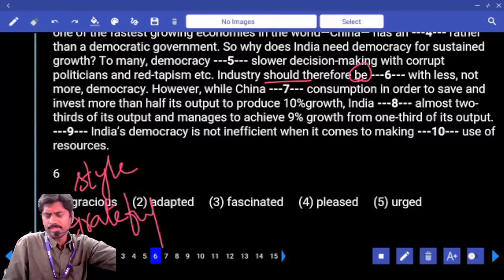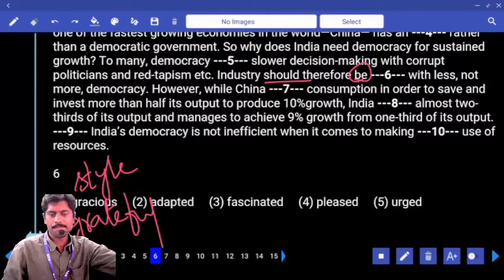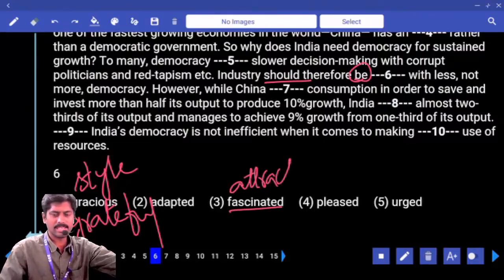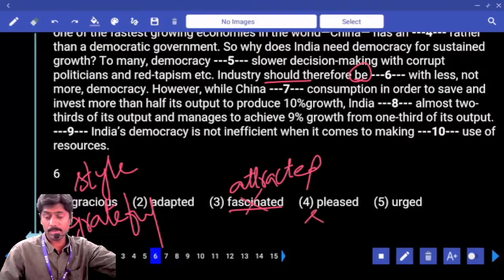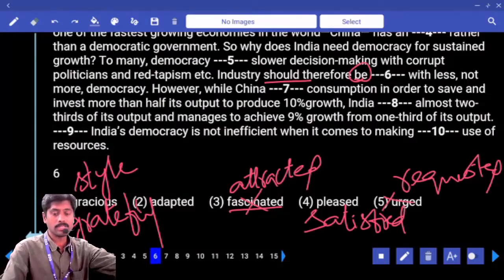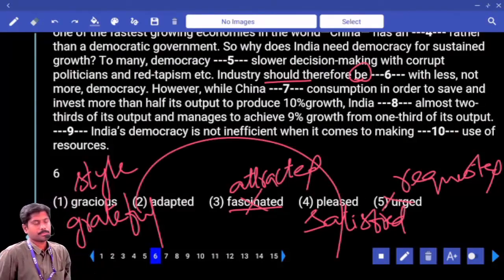India should be adapted with less. Fascinated means attracted. Fascinated with less, no. Pleased means satisfied with less, okay. Urged means requested. Requested with less, no. Answer 2 or 4. Answer is 4. India should therefore be pleased. Pleased means satisfied with less, not more. Democracy.